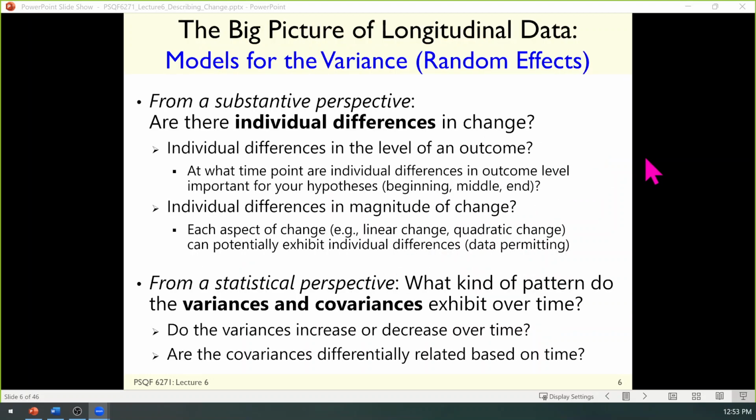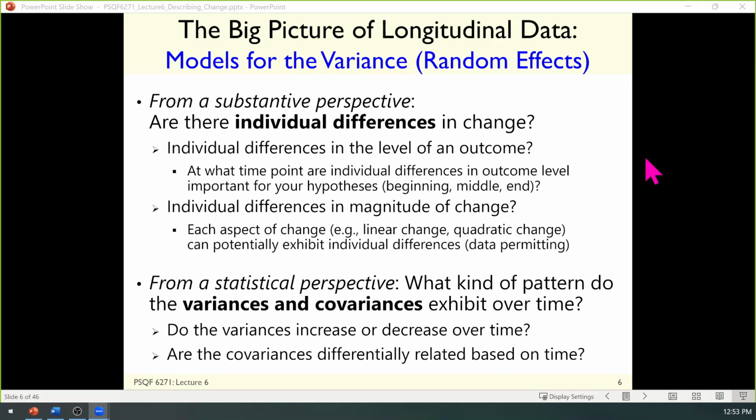On the variance side then, same idea. We're trying to figure out which of those fixed effects that describe the average trajectory then need individual differences. So we usually assume without testing that we at least need a random intercept. People at least differ from each other in their means over time. The question is, what else do they differ from each other in?